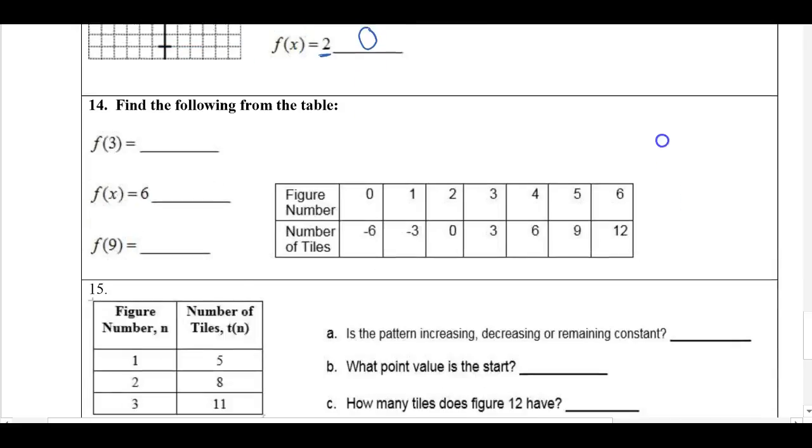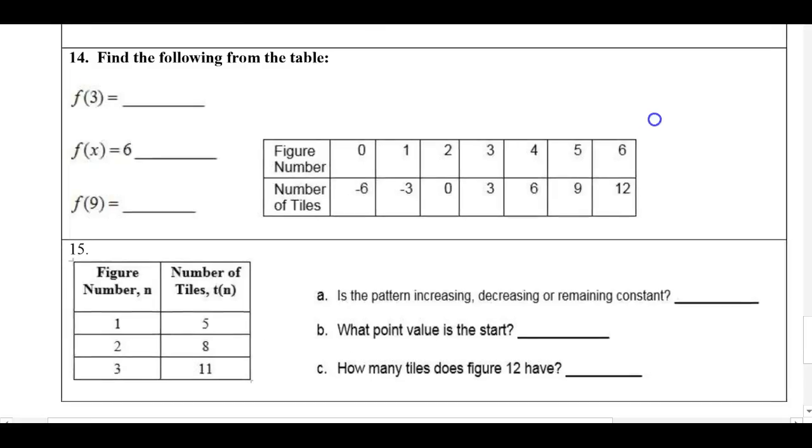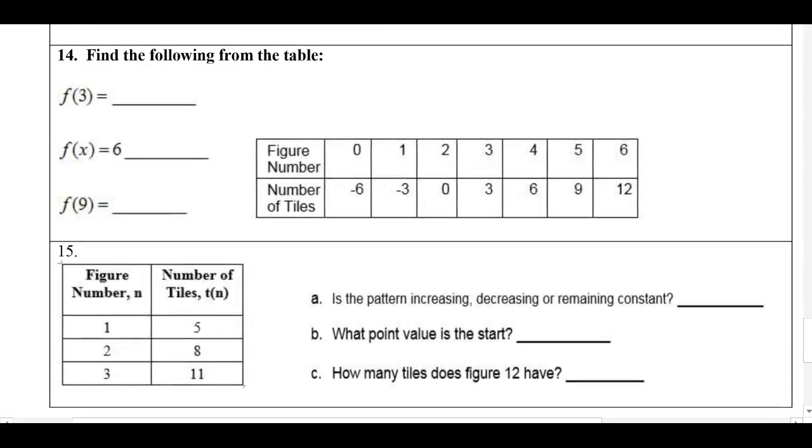Okay, number 14. Now you're just using a table to find all these values. For an input of 3, I just look at the top of the table, because remember the top is the input, or x, and the bottom is the output, or y. I go to 3, and the output is 3. Now here we have the output of 6, so I go to the bottom and look for 6. That means the input is 4.